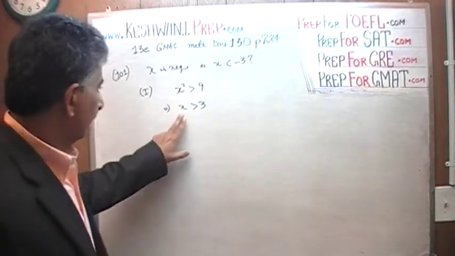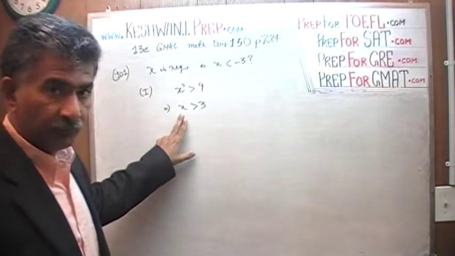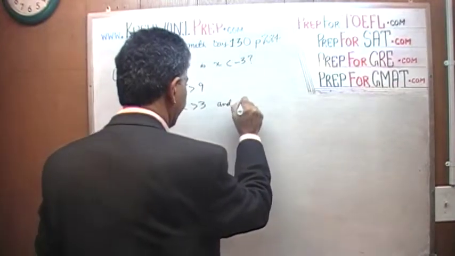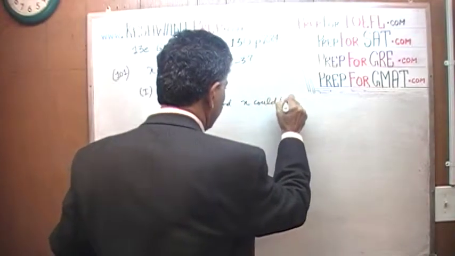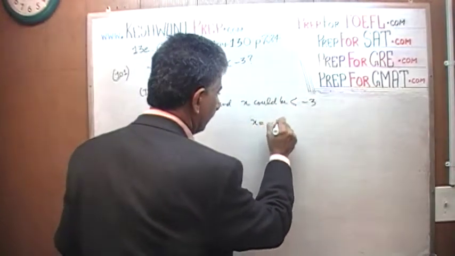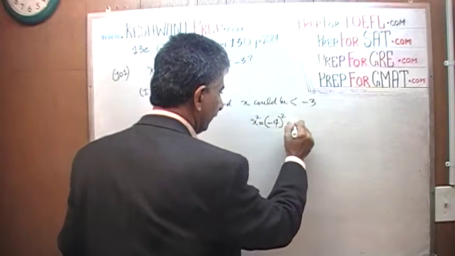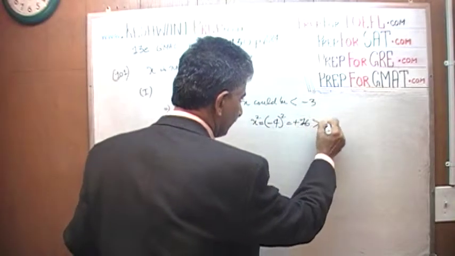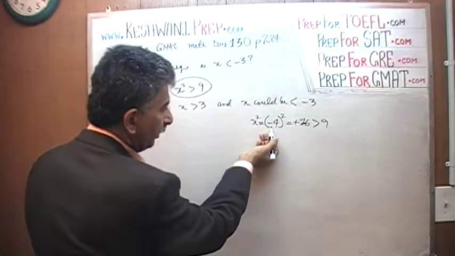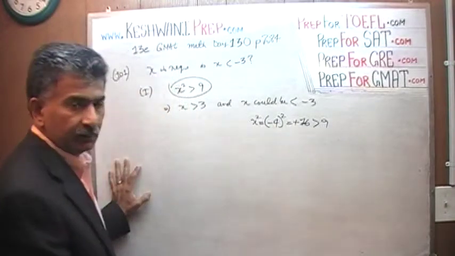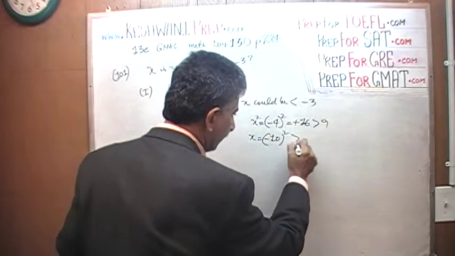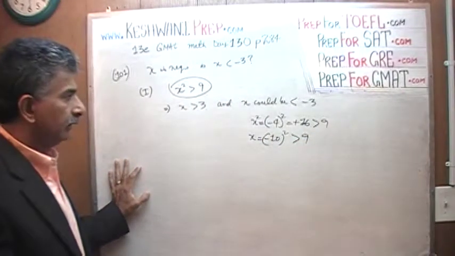X could be greater than 3. For example, 4 squared is 16, which is more than 9. But also, x could be less than negative 3. For example, if x were negative 4, negative 4 squared is positive 16, which is greater than 9. We are told that x squared is greater than 9. Well, there you go. X could be negative 10. Negative 10 squared again is greater than 9 because it's going to be 100. So there are two possibilities.